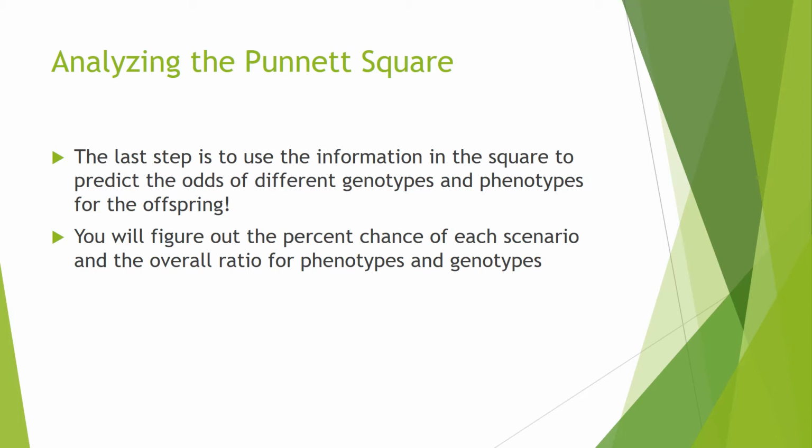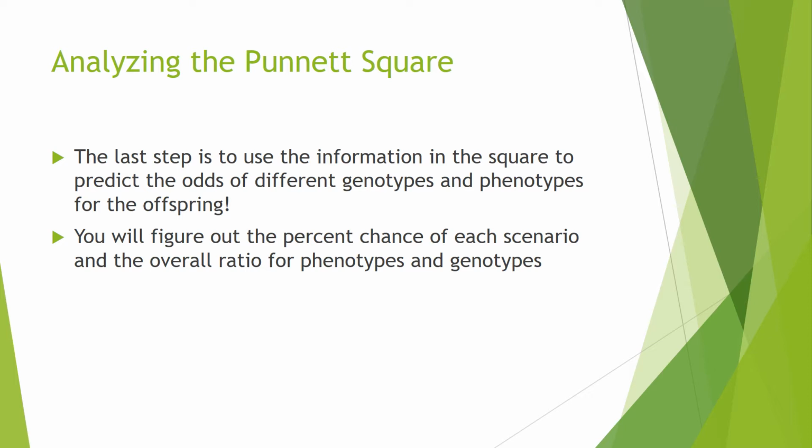Alright, this is our very last step. So we've completed the Punnett square. Now we just have to use the information that the Punnett square is giving us. If we completed it without using the information, it'd be pretty pointless. So now we're going to look at what all of this means. This information that we have is going to help us predict what the chances are of our baby having each possible genotype and phenotype for that trait. So we will be calculating the percent chance and the overall ratio for genotypes and phenotypes.